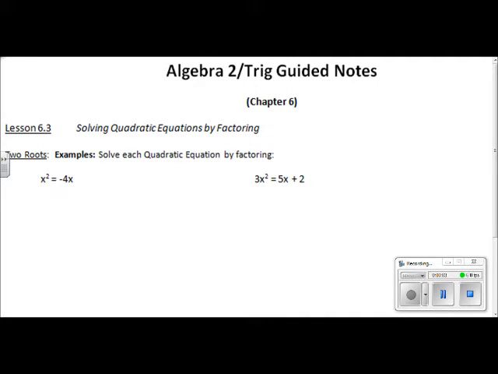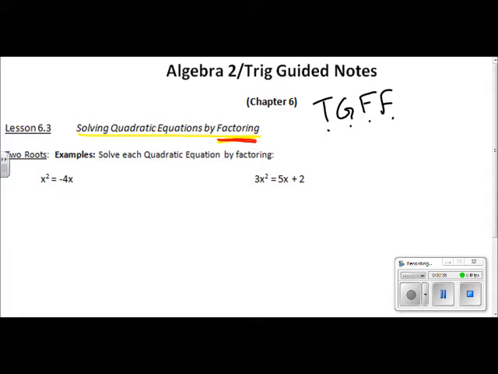Lesson 6.3 is all about solving quadratic equations by factoring. Say what? Yes, factoring. The concepts that we've learned in our previous chapters, in this case, chapter 5, talking about factoring, will come back to help us in these upcoming chapters. So TGFF. Thank God for factoring, because that will be a really good help here in these cases.